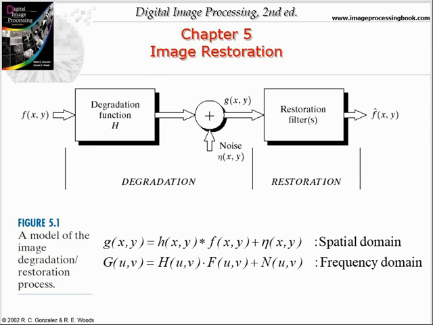If capital H is a linear position invariant operator, then the degraded image is given in the spatial domain by the equation, where h of x, y is the spatial representation of the degradation function, and the symbol asterisk indicates convolution. From the convolution theorem, the equivalent of this equation in the frequency domain is given by the equation, where the terms in capital letters are the Fourier transforms of the corresponding functions. These two equations are the foundation for most of the restoration processes.